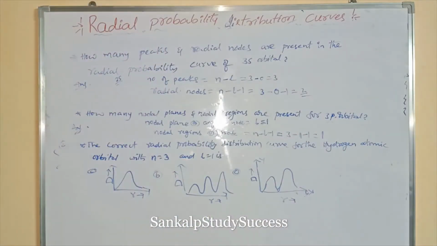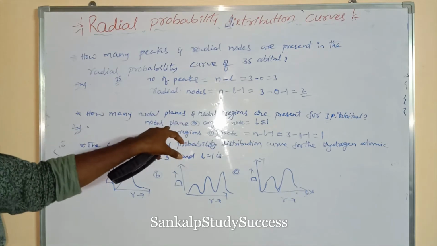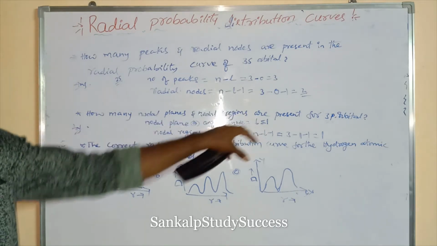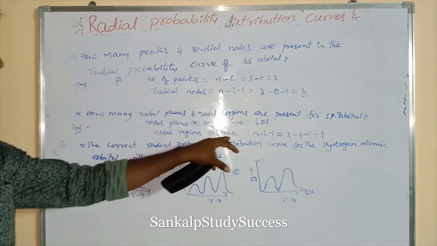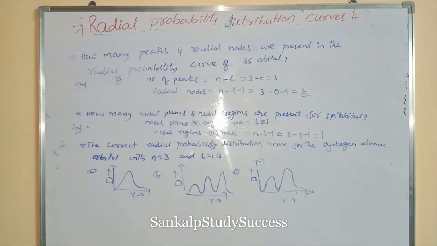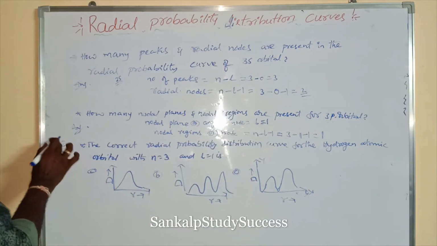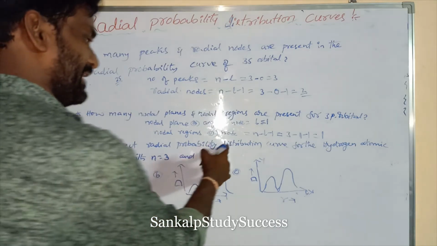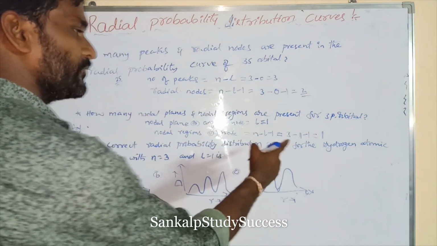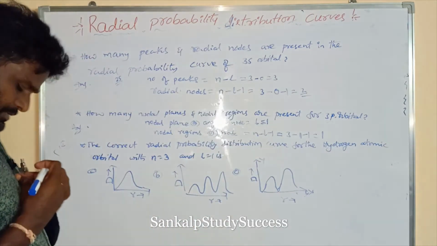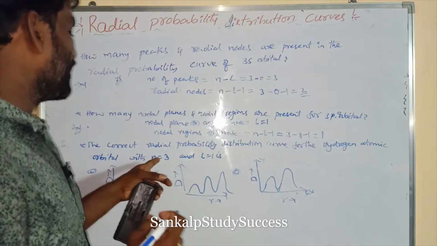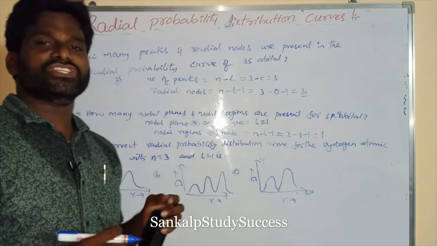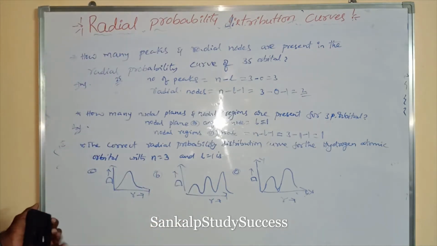The number of nodal planes or angular nodes is equal to 1. The number of nodal regions or nodes is equal to 1. And go to the next sum. The correct radial probability distribution curve for the hydrogen atomic orbital with n is equal to 3 and L is equal to 1.